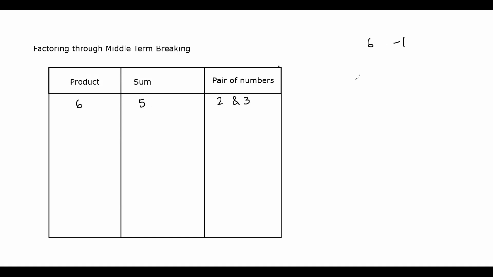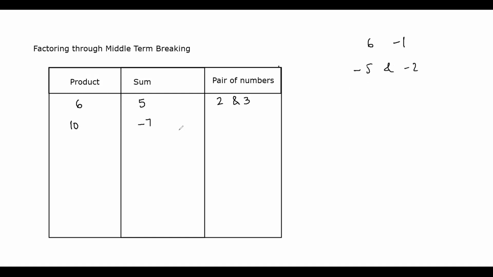Okay. Now, what if we have to have numbers whose product is 10 and the sum is minus 7? The sum is minus 7. Yes, the product is 10 and the sum is minus 7. Product should be 10. Minus 5 and minus 2. Very good. This is minus 5 and minus 2.